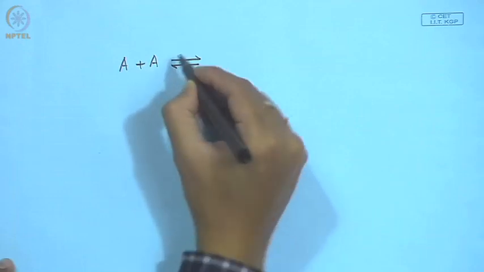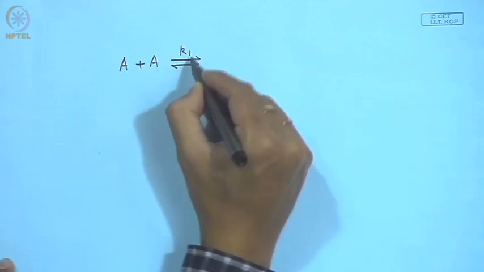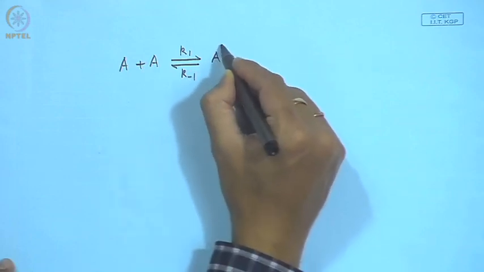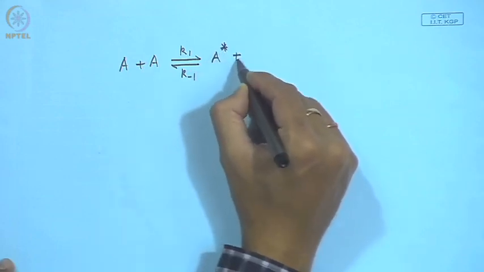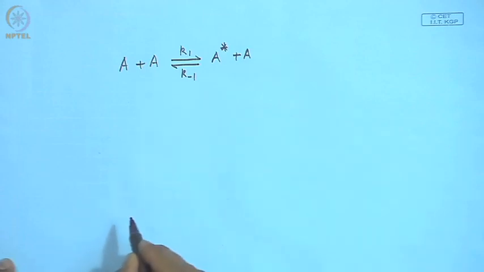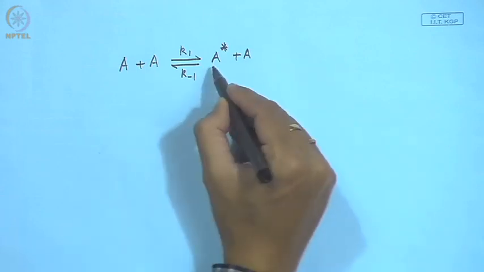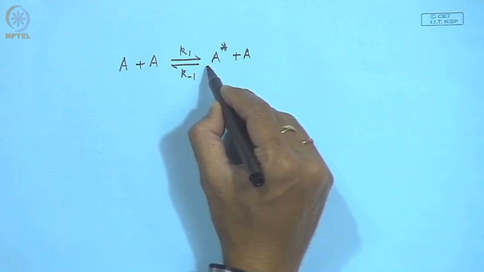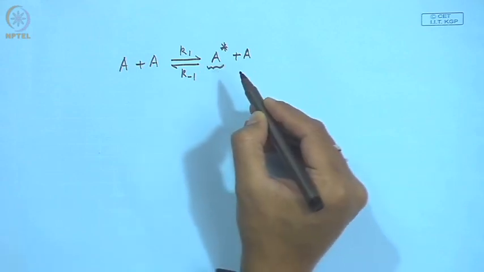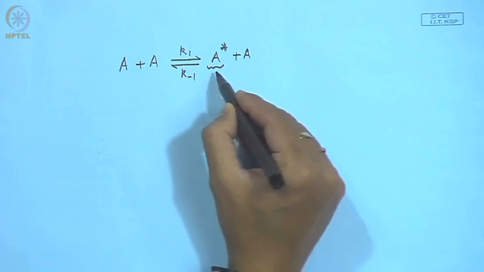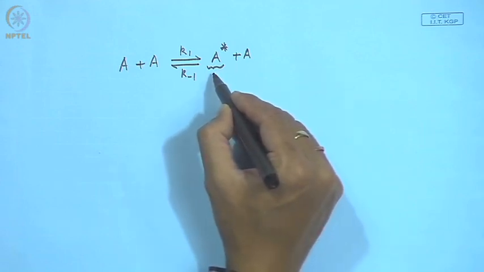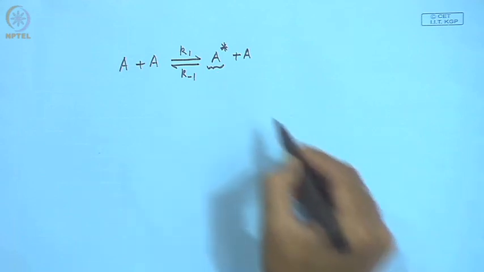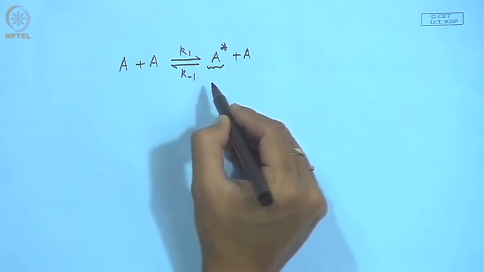So, there is an equilibrium, like a pre-equilibrium, K minus 1, A star plus A. A star means it is energetically in a different state, an advantageous position to undergo reaction further to give you the product. So, energetically it is in a favorable situation.